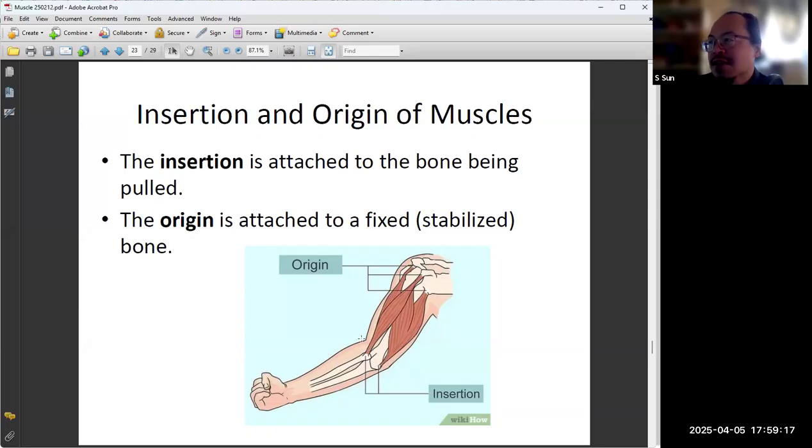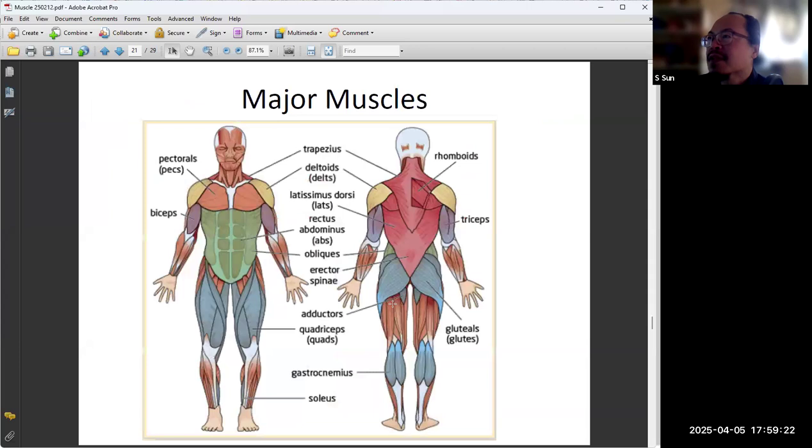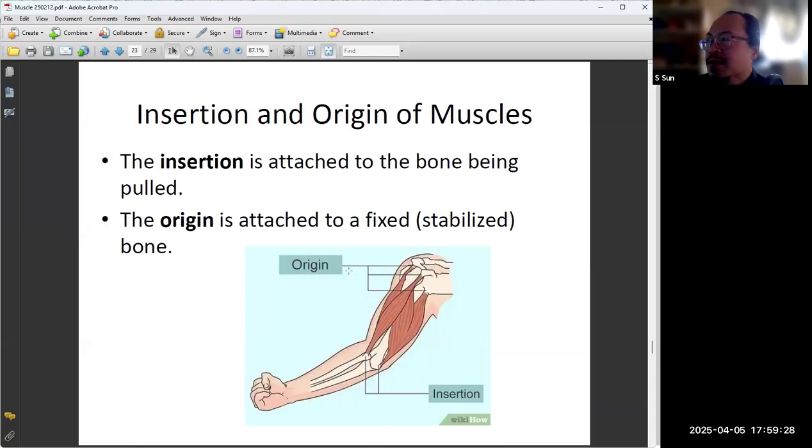For example, this is the biceps right here. These biceps attach to the bone at different attachments. You can see that here it has multiple attachments. And when this muscle contracts, it would leverage this radius, moving it up. So we call this attachment an insertion. We call these two attachments the origin.